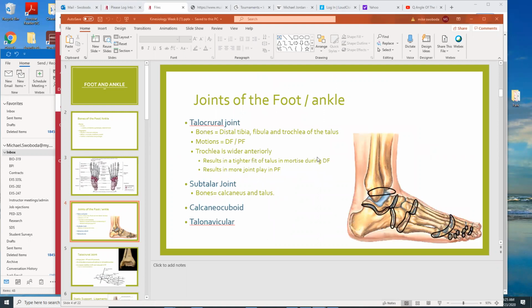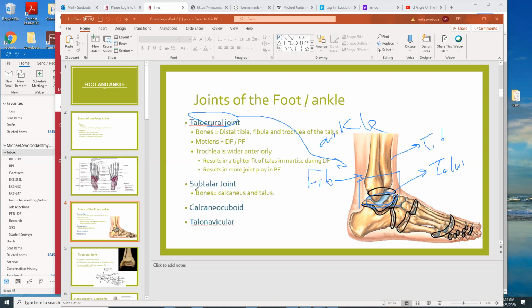So like I said, talocrural joint, this is the actual ankle joint you have. This here, that's your talus. This here is your fibula. This here is your tibia. They form that talocrural joint, which is your ankle. That's really the big one you need to remember.